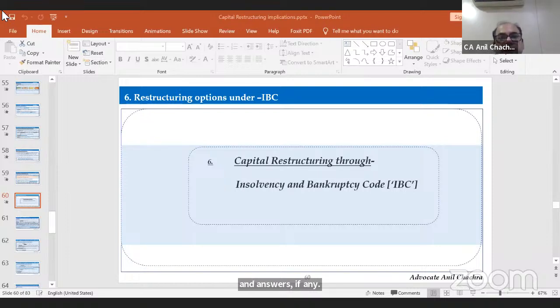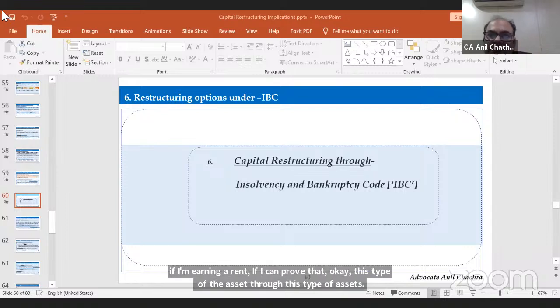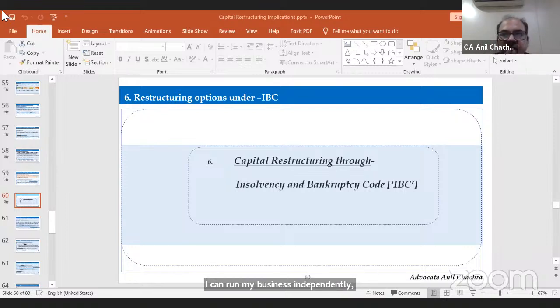The question is, in case of a company which has a real estate asset which is earning rent, can it demerge into three companies and be tax neutral, mainly from the definition of the undertaking? See, the definition has been given under section 2, clause 19AA, right? What is the meaning of the undertaking? Undertaking means an undertaking which can run its business independently. In your case, if I'm a real estate company earning rent, and I can prove that through this type of assets I can run my business independently, yes, I can do the demerger, whether in three parts or in four parts.